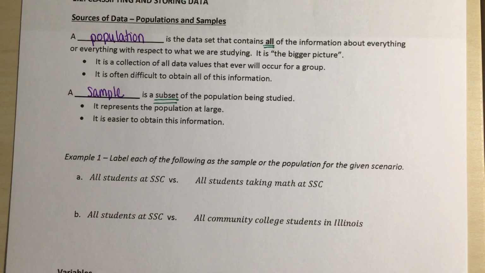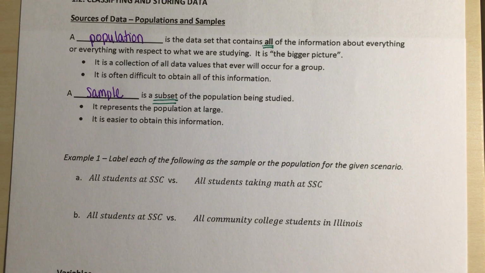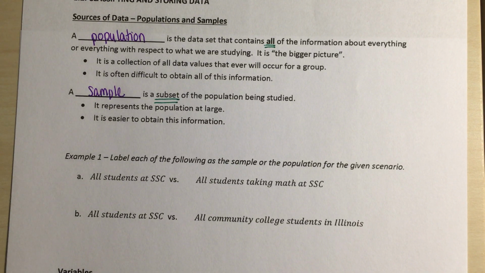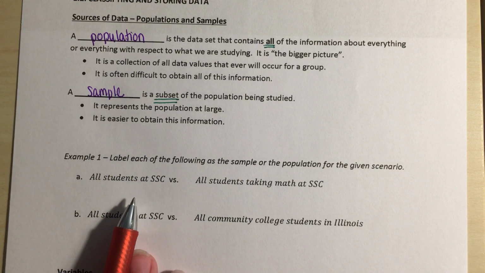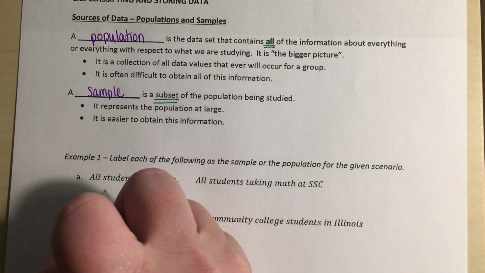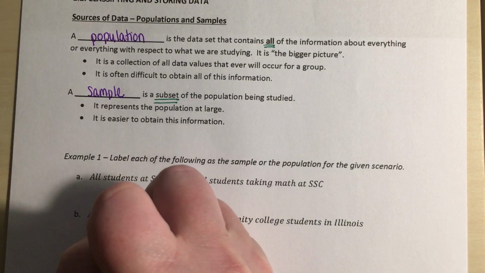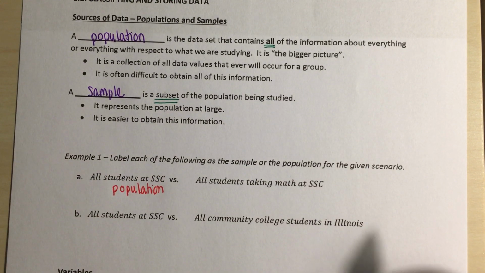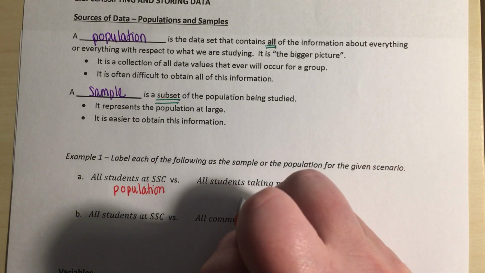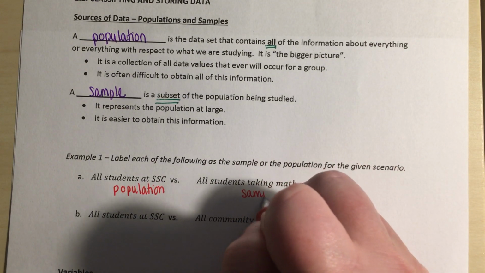In this first example, we're going to label each of the following as a sample or the population for the given scenario. For A, all students at South Suburban College versus all students taking math at South Suburban College. What we want to look at is which is the larger group and which is the smaller group. Our larger group is all students at South Suburban College, so that would be our population. All students taking math is a subset, a smaller group. That is going to be our sample.